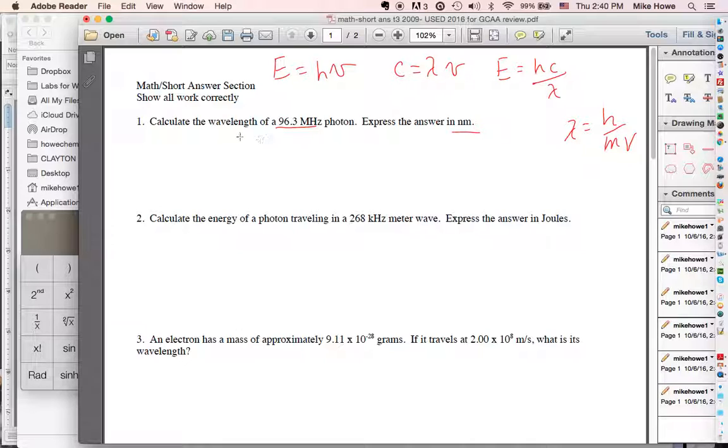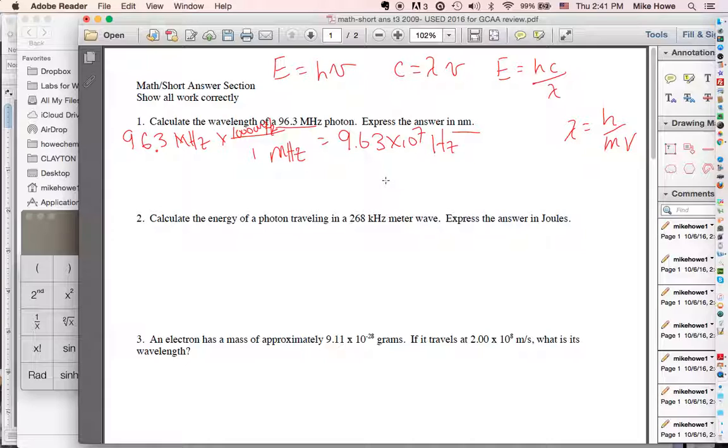All right, with all that said, we need to change our megahertz into hertz so we have proper unit cancellation. So 96.3 megahertz needs to be changed to hertz. You put megahertz on the bottom, and then hertz on the top, and there are 1,000,000 hertz in 1 megahertz. So you're really looking at 9.63 times 10 to the 7th hertz.